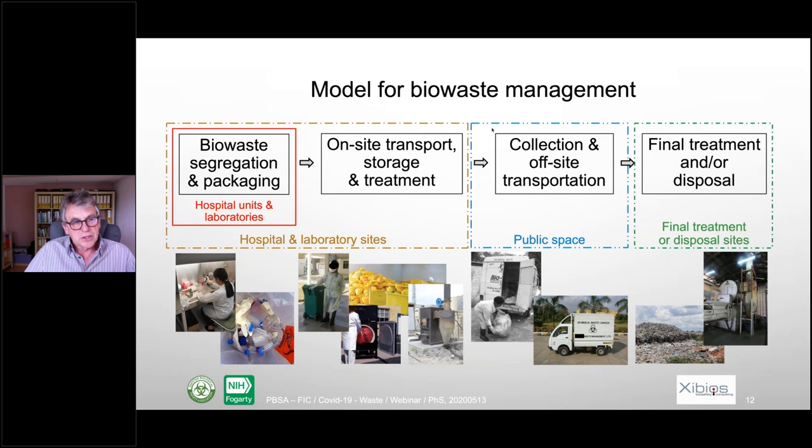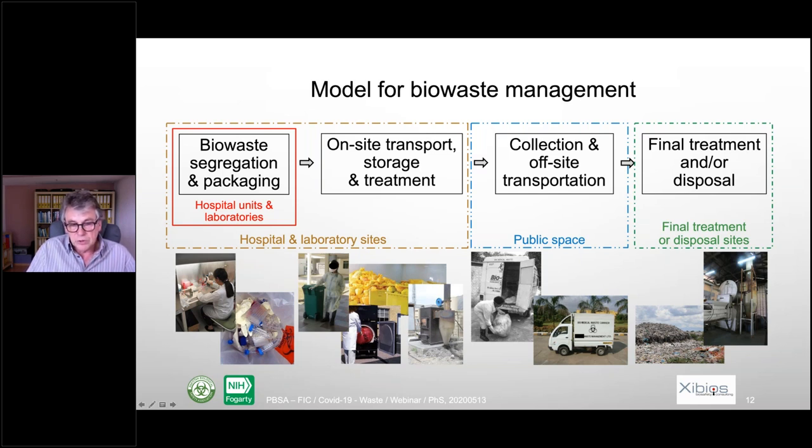Actually, the waste is generated in the labs or in the hospitals, and there it is segregated. We put it in different waste bags or containers and so on, and packed in a way that allows further treatment. That's really done in the hospital units and in the laboratories. Then those wastes are taken from the labs and transported on the site and stored temporarily in some place and possibly also treated in the labs or in the institution.